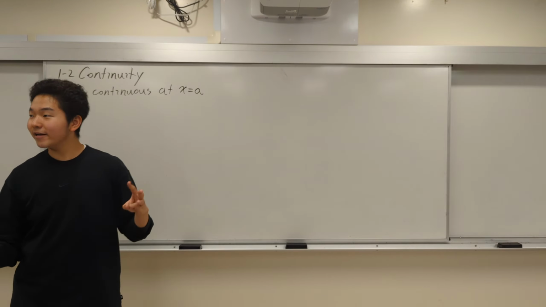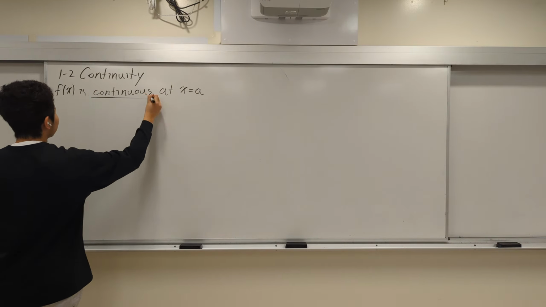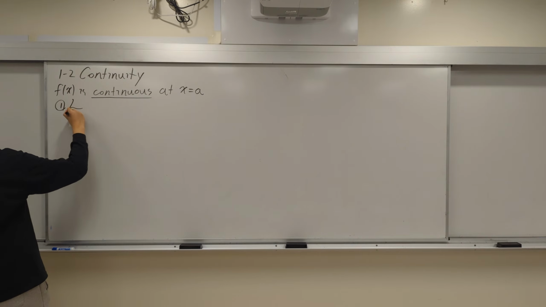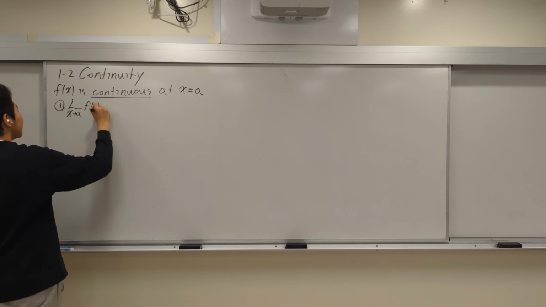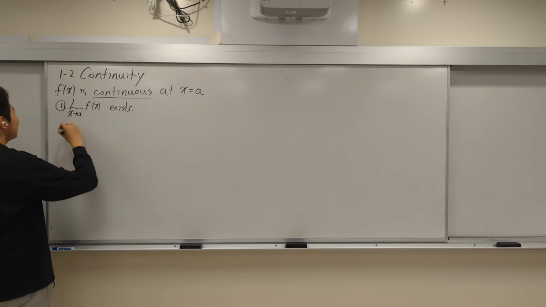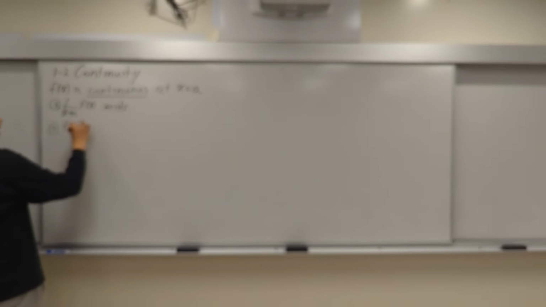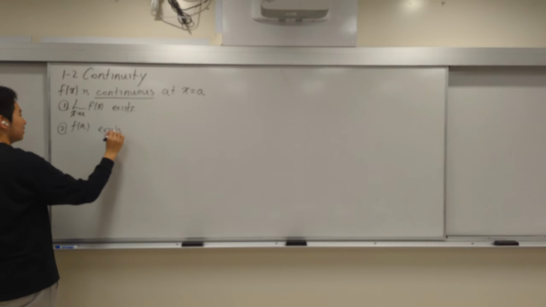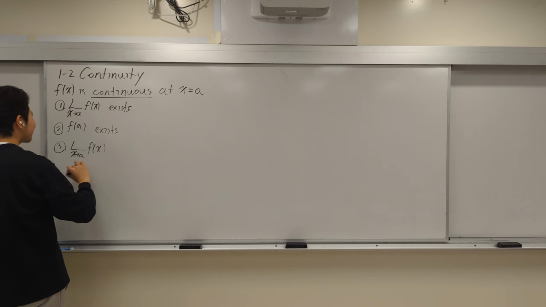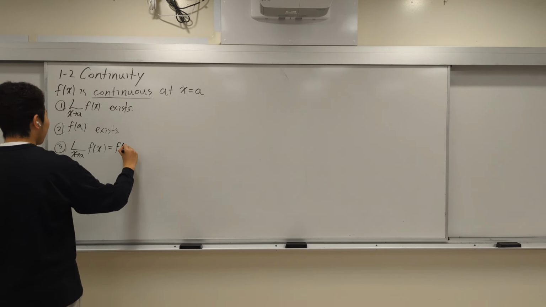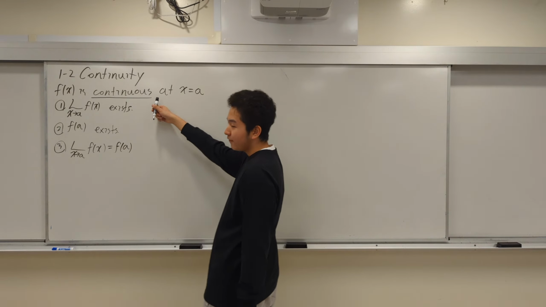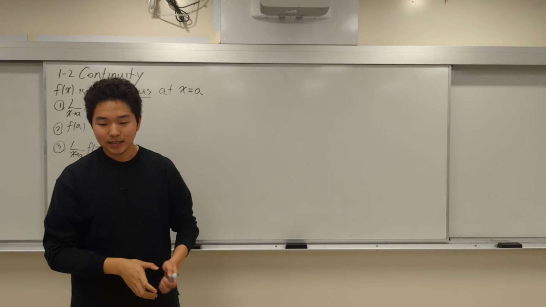Similarly, there has to be 3 conditions for a function to be considered continuous at x equals a. Number 1, limit x goes to a of f of x must exist. Number 2, f of a must exist. Number 3, guess what? They have to equal each other. So limit x goes to a, f of x equals f of a. These 3 conditions define that a function is continuous at x equals a.